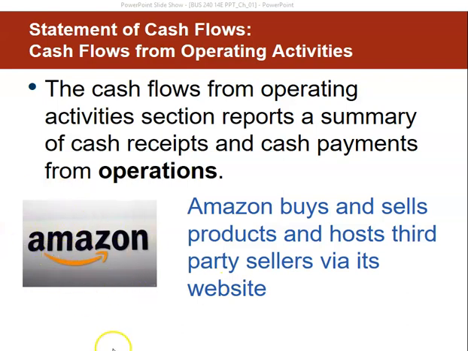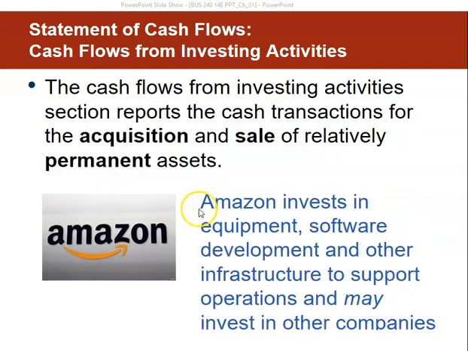Now let's go ahead and look at some examples to maybe help explain these. And we're going to use Amazon because most people are familiar with Amazon. Specifically, we're going to talk about cash flows from operating activities. It says here, Amazon buys and sells products and hosts third-party sellers via its website. So this is its ordinary and necessary course of business. They are a merchandiser, specifically an online merchandiser. They generally mail items to customers. So when they buy some inventory and then sell that inventory, they have a positive cash flow from operations.